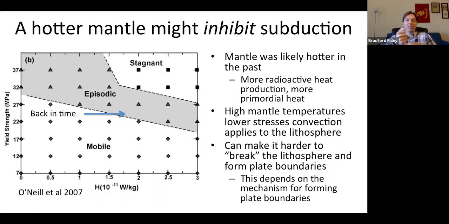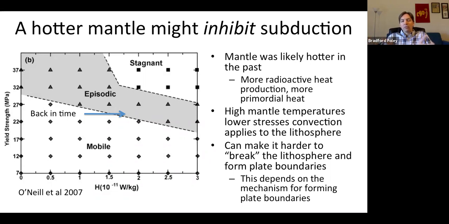I want to highlight that this effect is dependent on the mechanism that's being assumed for forming plate boundaries. And if we use a different mechanism, again, we don't know what the right mechanism is, then we can get different behavior. I've done some work where we use grain size reduction to make weak plate boundaries. And with that mechanism, increasing the mantle temperature actually does not cause the same switch to a stagnant lid, right?